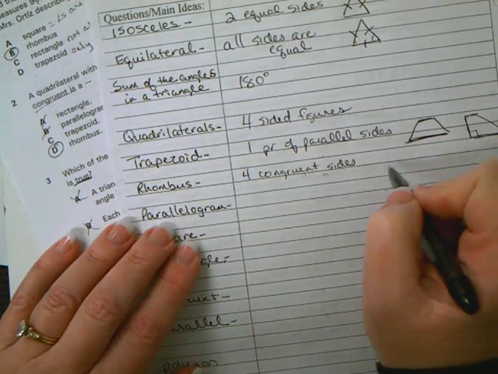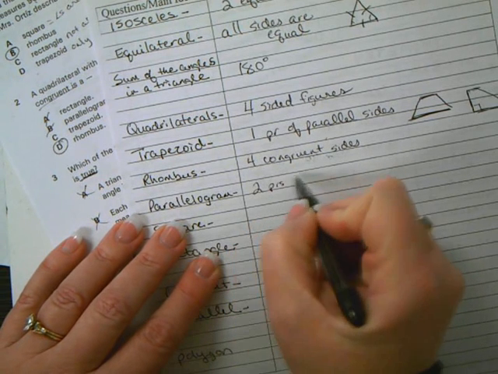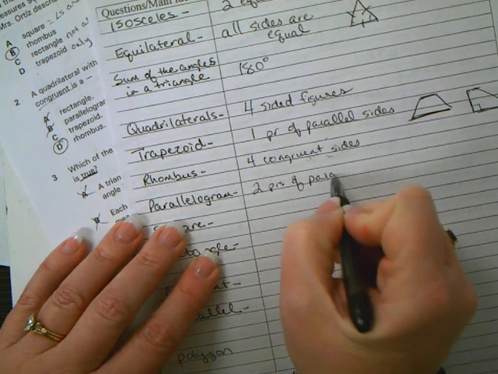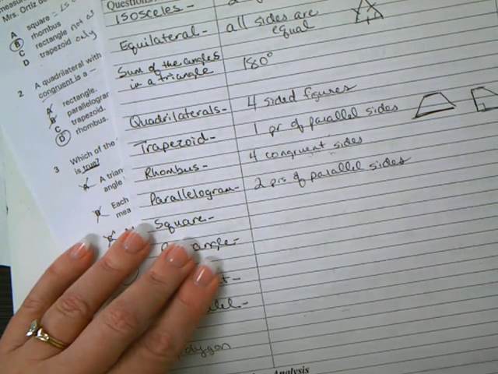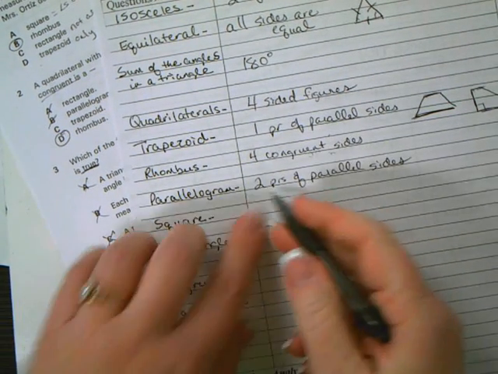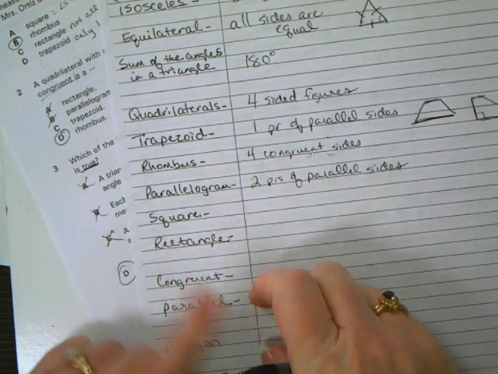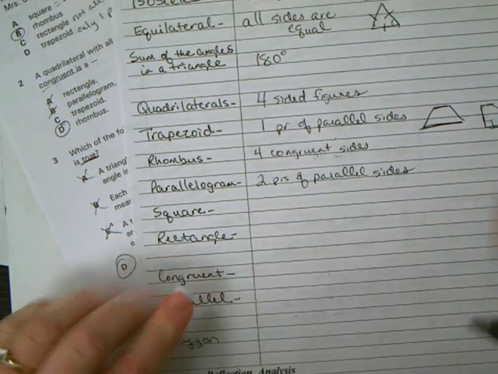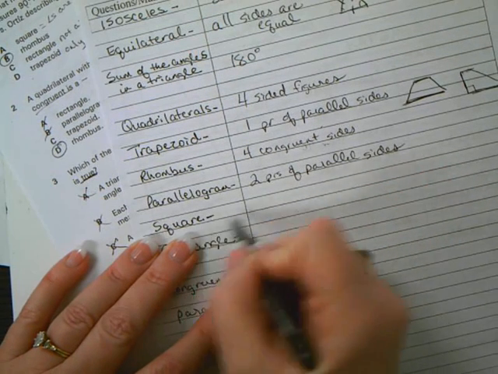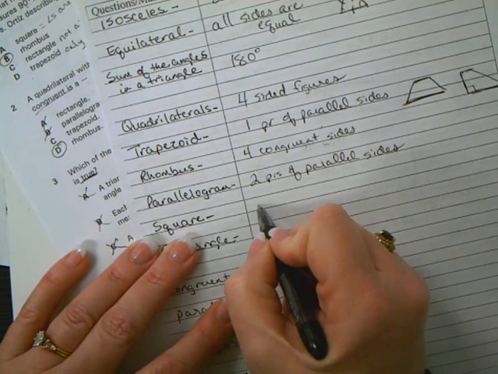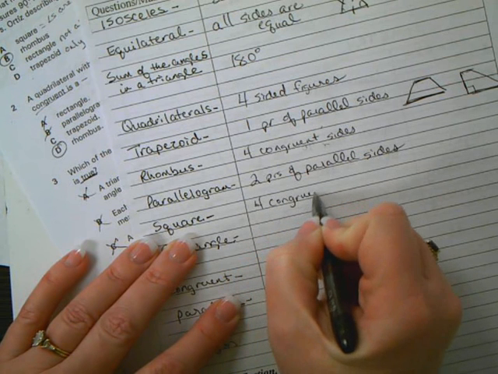A rhombus has four congruent or equal sides. That's all I need, four equal sides, to be a rhombus. And usually you think of a tilted square. All right, a parallelogram has two pairs of parallel sides. It's a quadrilateral with two pairs of parallel sides, and it could be a square, it could be a rectangle, it could be a rhombus as well.